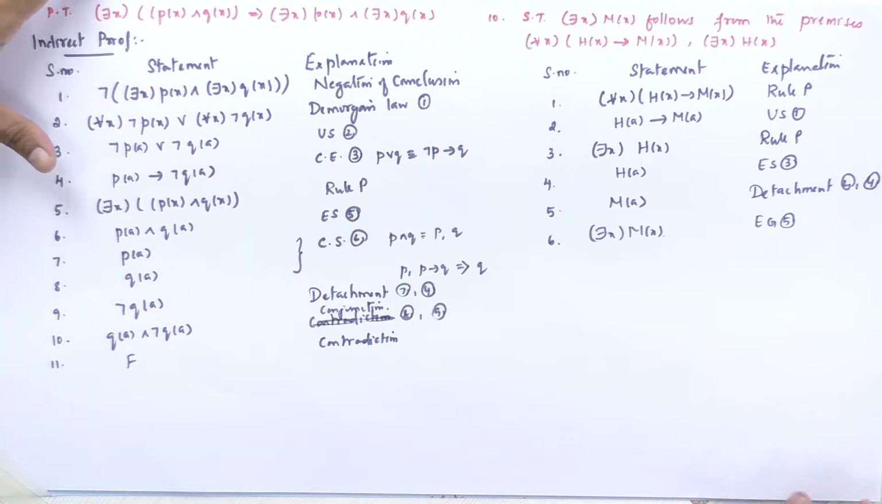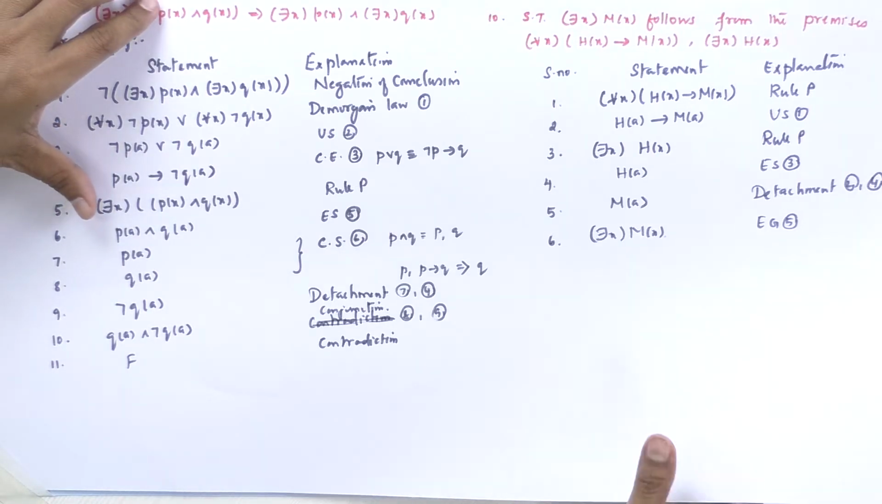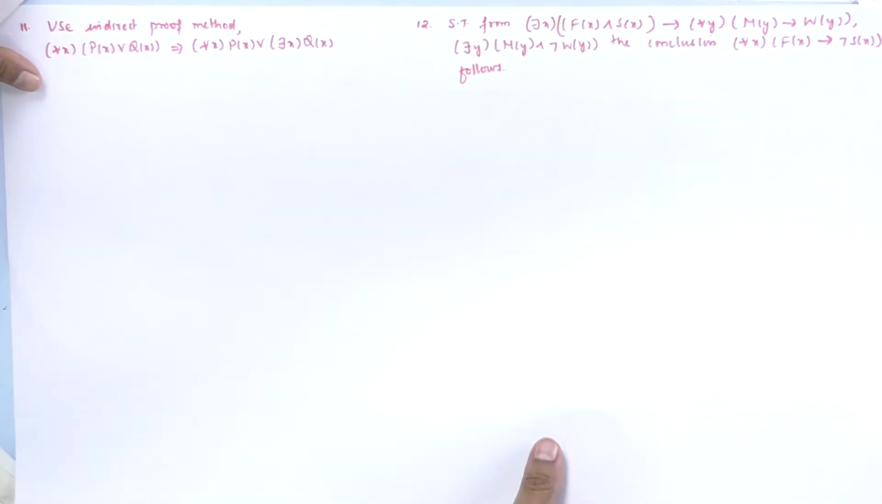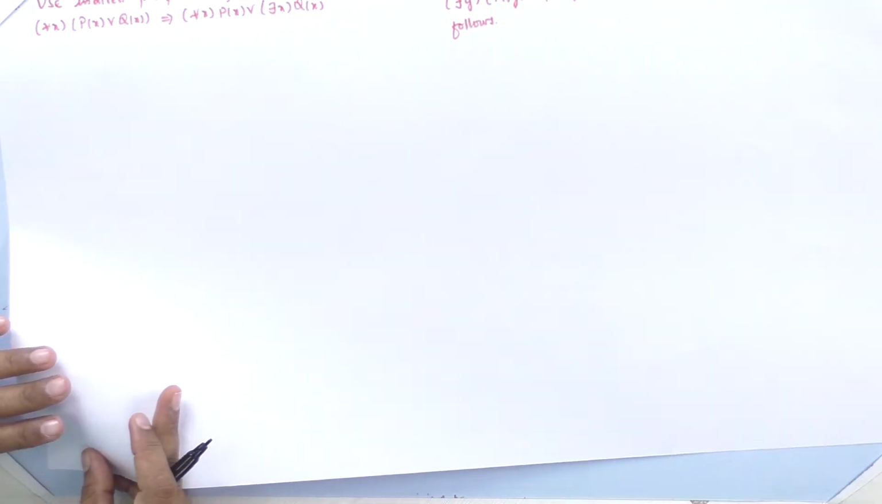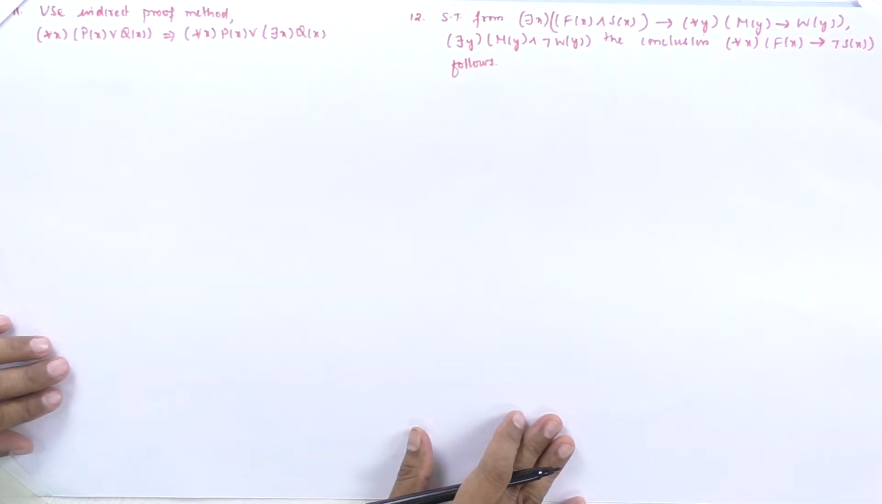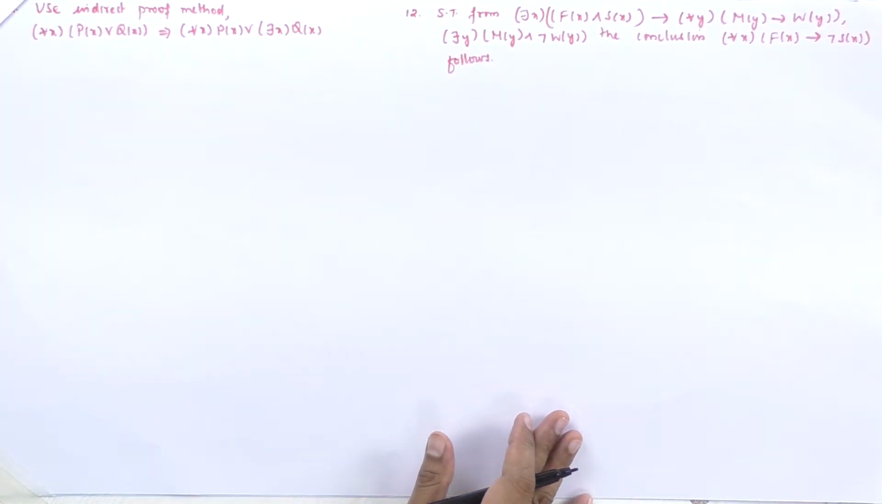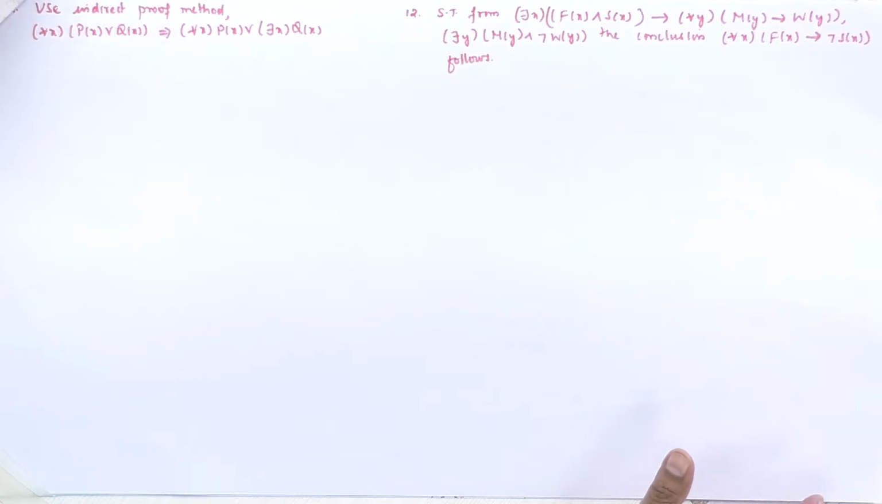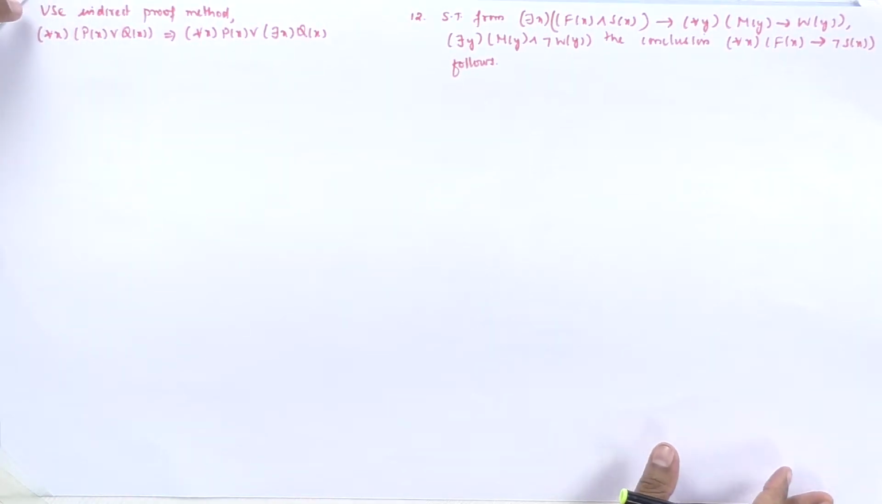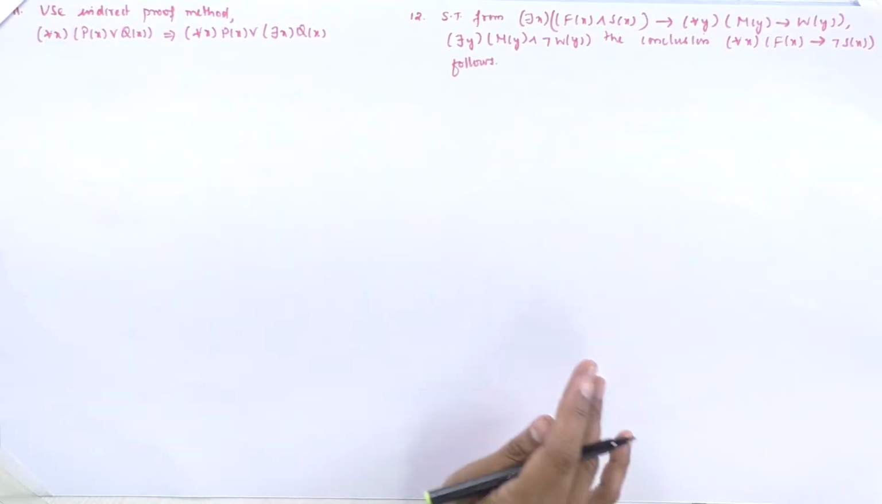Here ends the matter. So one has to be very thorough with all the rules of inference as well as with the laws of implication and equivalence. Unless one is thorough with these things, we cannot do anything at all. So now here we will see a few more problems.